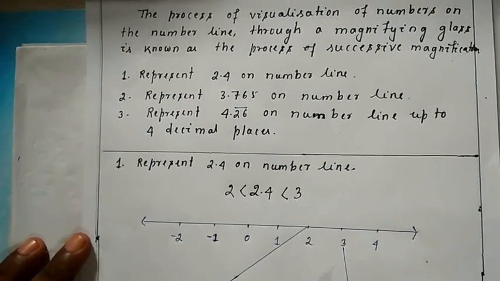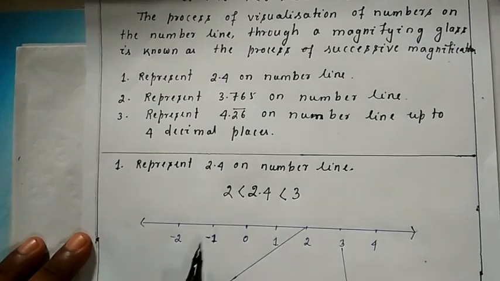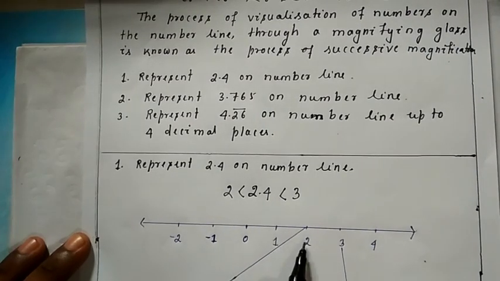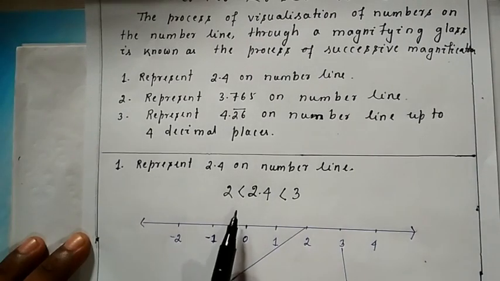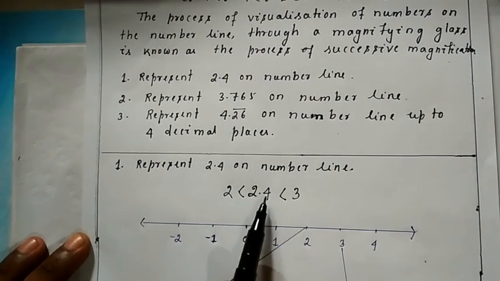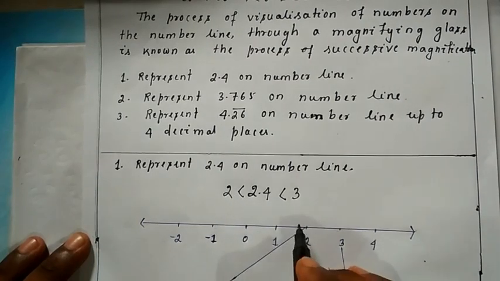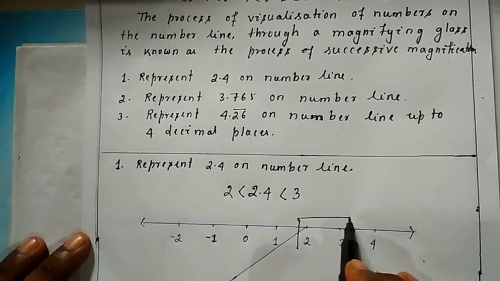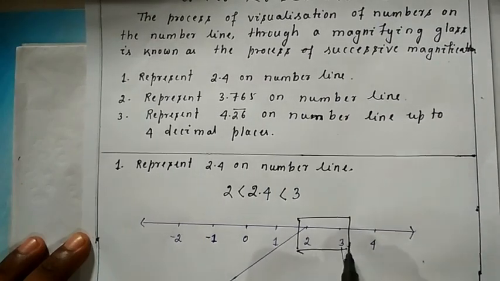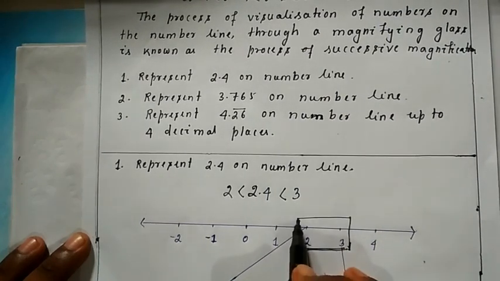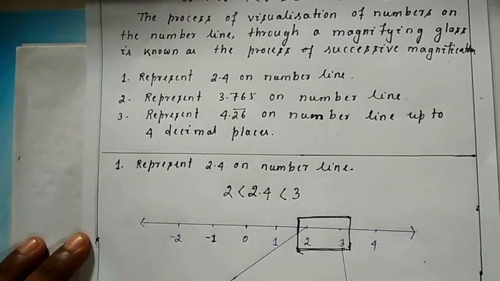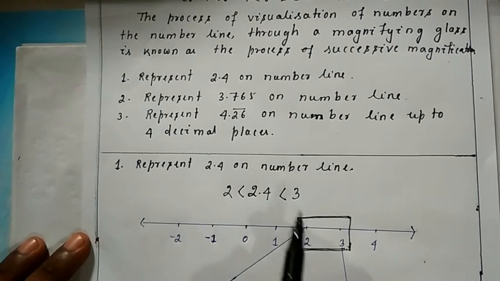So draw a number line. You know how to draw a number line. This is 1, 2, 3, 4, 0, minus 1, minus 2. I said 2.4 lies in between 2 and 3. So first you have to focus on 2 and 3 because our answer is in between 2 and 3. Now students, in between 2 and 3 you will get 2.4.